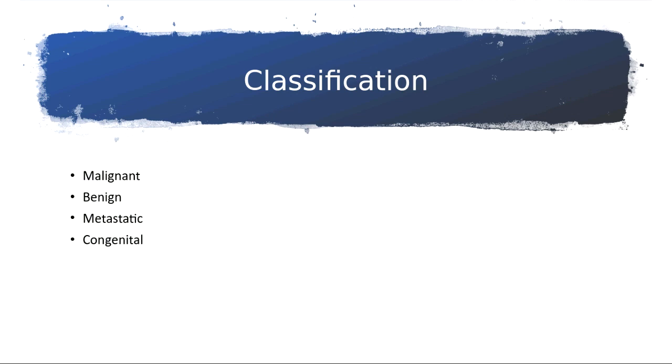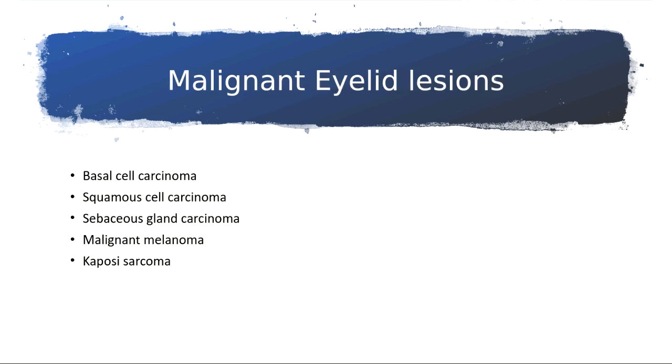All right. So we're going to classify them. Like everything else, you have malignant, benign, metastatic, and congenital. So let us start at the eyelid. As I said, this is a list of the most common malignant eyelid lesions that you would find: basal cell carcinoma, squamous cell carcinoma, sebaceous gland carcinoma, malignant melanoma, and Kaposi sarcoma.